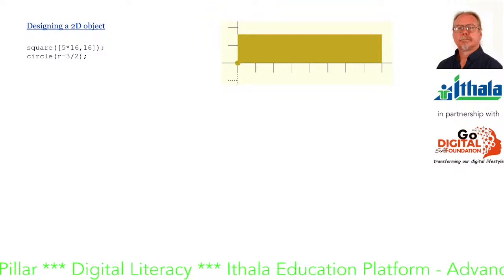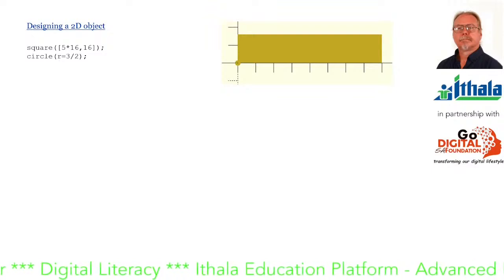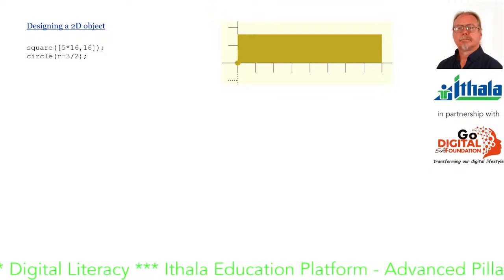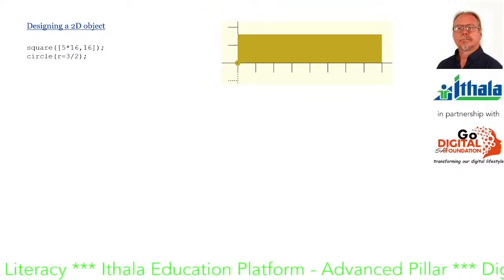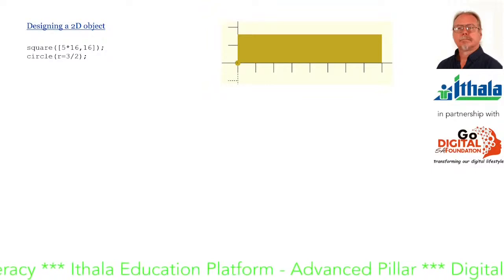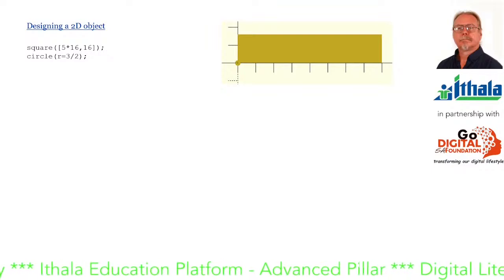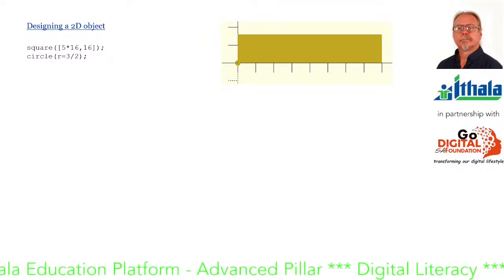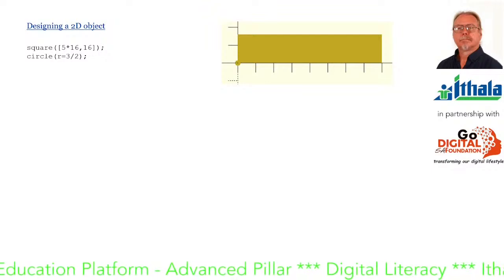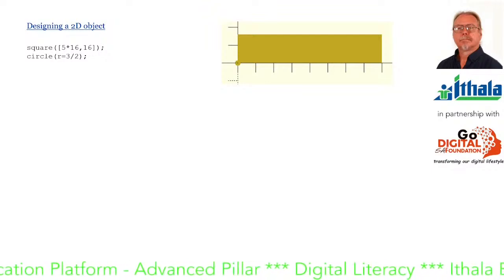Okay, so those are the basics of 2D commands in OpenSCAD. So now let's design something. Let's design an object that we can create on the laser cutter. We will start with a simple 2D object, a keyring tag. It can be as simple as a rectangle with a hole for a ring to go through.